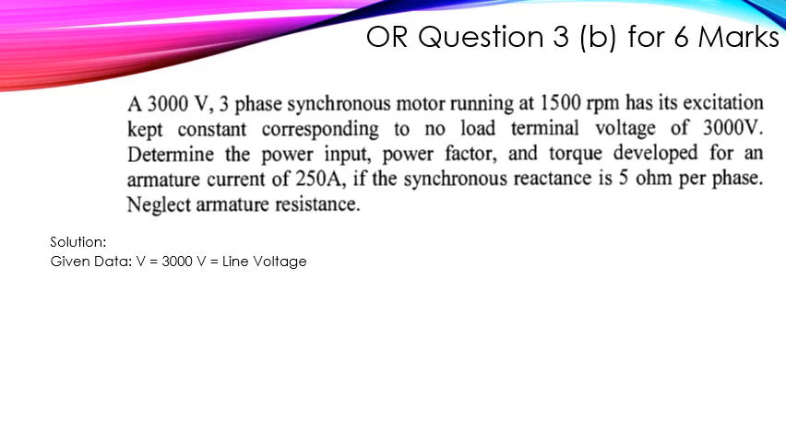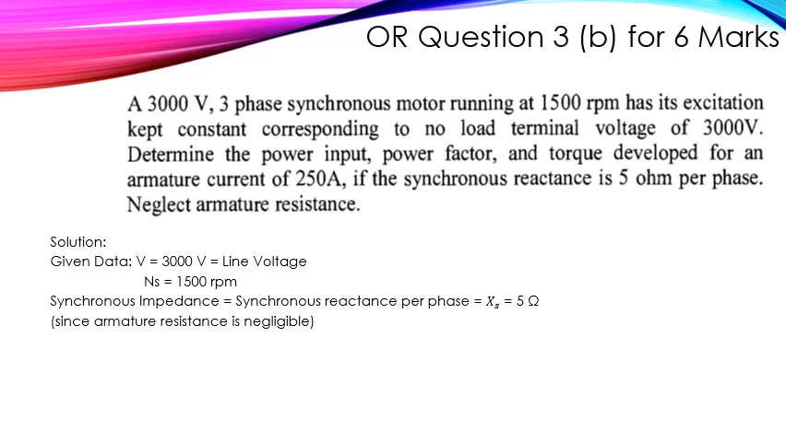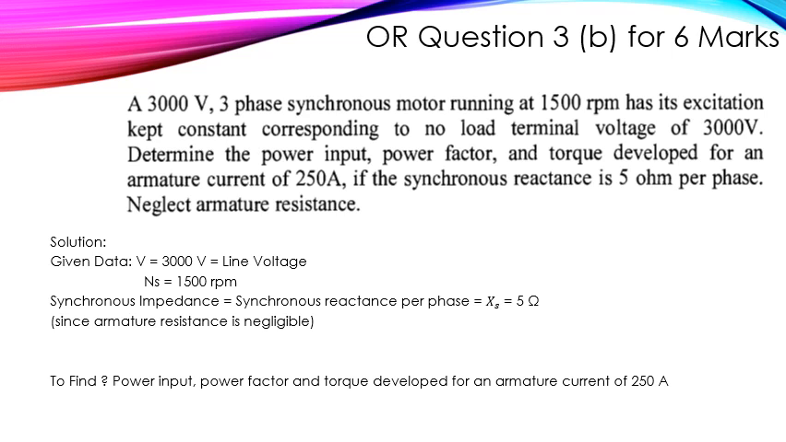Now we'll see the given data. So as per the question, the line voltage is 3000 volt, synchronous speed 1500 rpm, then synchronous impedance is equals to the synchronous reactance per phase, and that is 5 ohm, and it is why because armature resistance is negligible. What we have to find here, we have to determine the power input, power factor and torque developed for an armature current of 250 amperes.